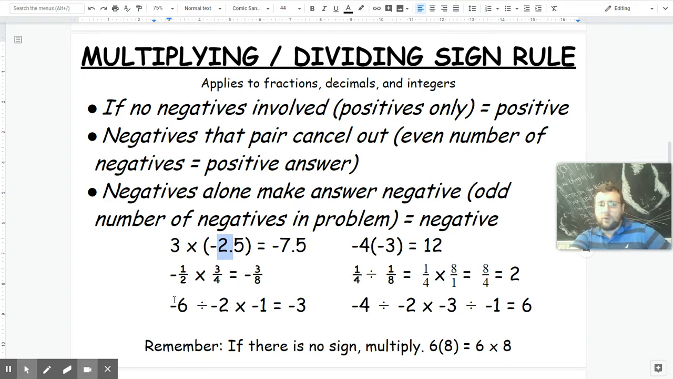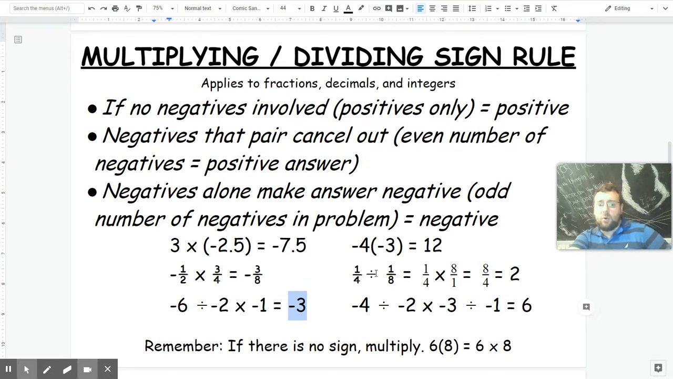To see that the same thing works with division too. -6 divided by -2 divided by -1. If you just think about the numbers, it's 6 divided by 2 divided by 1, which is 3. But you also have to think about the signs. You have 1 negative, 2, 3. The first two can pair and cancel each other out, but that leaves 1 negative by itself. It's an odd number of negatives in the problem, and therefore your answer is going to be negative.